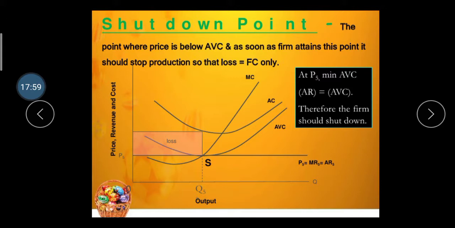So here you see the average variable cost, average cost, and marginal cost, and the marginal revenue is less than these three costs, right? So you have to face the higher loss. So you think about shutting down your business, because you cannot get any profit and your business is in higher loss. That's why this is considered as the shutdown point.